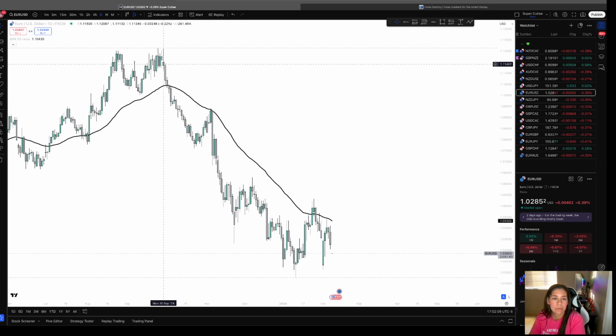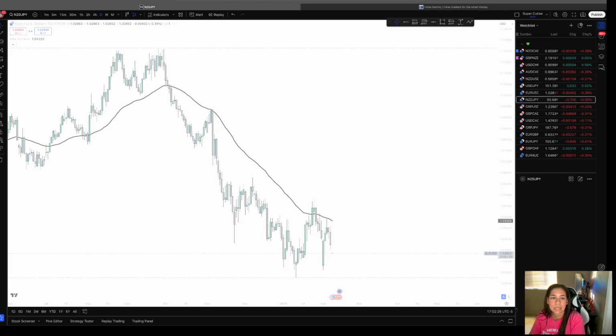Okay, so on the daily, we have all this going on. It comes back up, we're going down, but then we have a break of structure here, and then I don't know what's going on here, so I don't really like it. It might get ready to flip. I don't know.